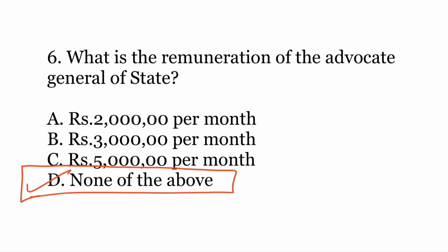The reality is that the salary of the Advocate General is generally not fixed. It varies. There is nothing specified in the constitution, and also it varies from state to state. It may be possible that Punjab is giving 1 lakh rupees to the Advocate General, whereas Haryana is giving 2 lakhs and Himachal is giving 3 lakh rupees per month. So it is not fixed. It depends on the state government, and it is not specified in the constitution.